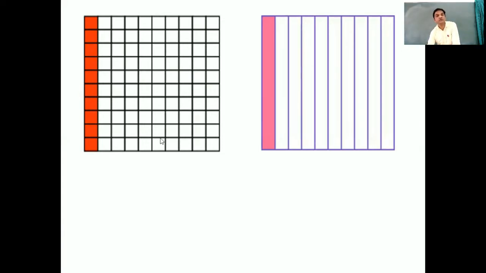So, what is the fraction of the shaded portion in the first square? The fraction is given as 10 out of 100. And when we convert this fraction into the decimal, we write it as 0.10. Now, the fraction of the shaded portion in the second square is 1 out of 10. And in the decimal form, we write this as 0.1.